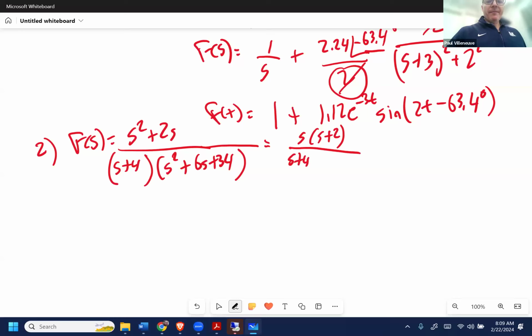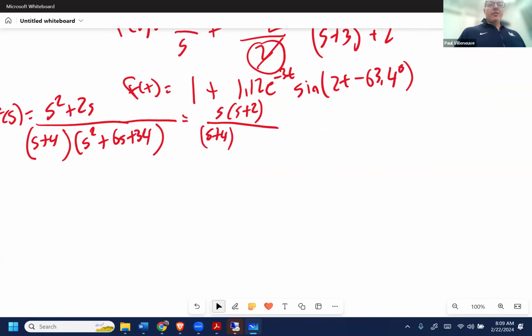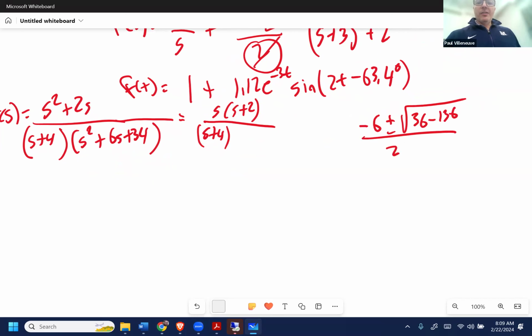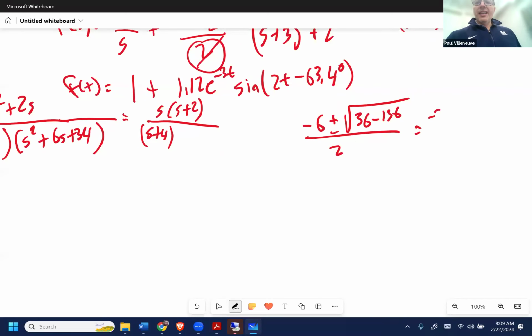Over here in the denominator, we've got another problem that we need to do. So let's go ahead and use the quadratic equation: negative b plus or minus the square root of b squared minus 4ac. So that's 36 minus 136, all over 2a. So that's negative 3 plus or minus the square root of negative 100, which is 10j, divided by 2.